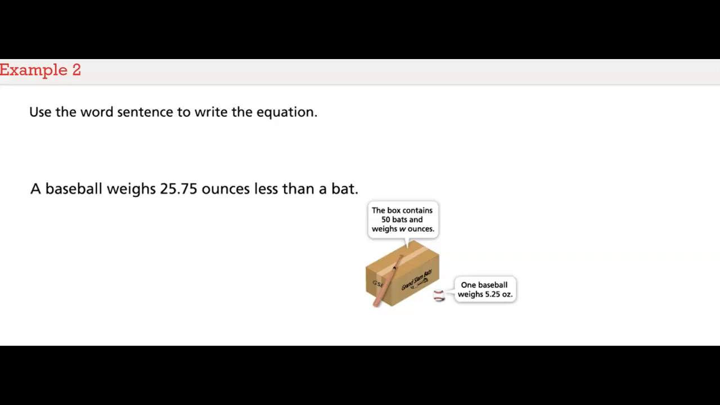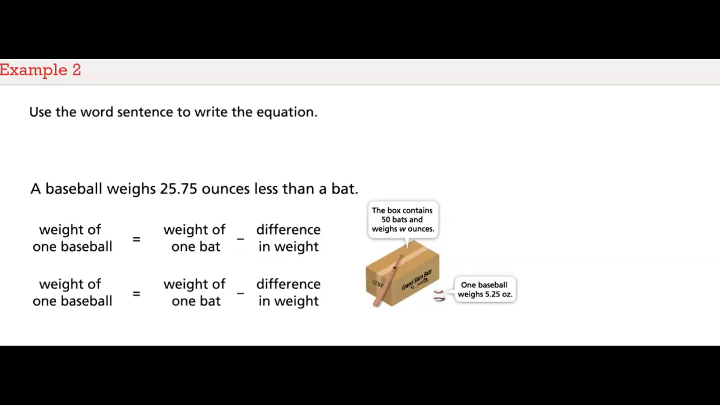Use the word sentence to write the equation. The verb weighs is the equal sign of the equation. To the left of the equal sign is the weight of one baseball. To the right of the equal sign is the expression 25.75 ounces less than a bat, which is the same as the weight of one bat minus the difference in weight. The difference in weight is 25.75 ounces, and the weight of one baseball is 5.25 ounces.